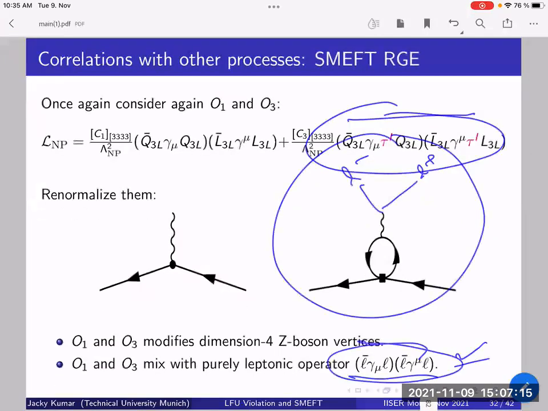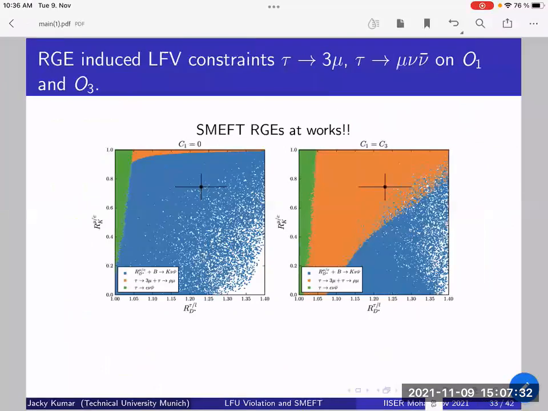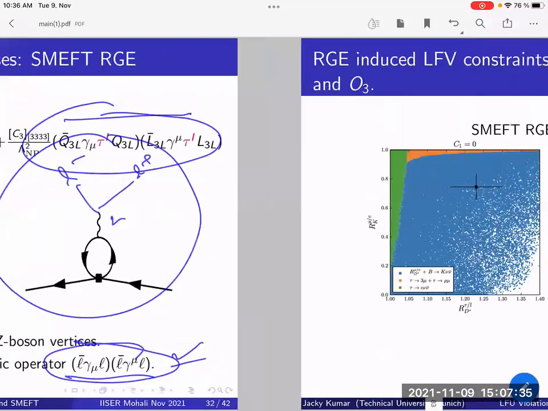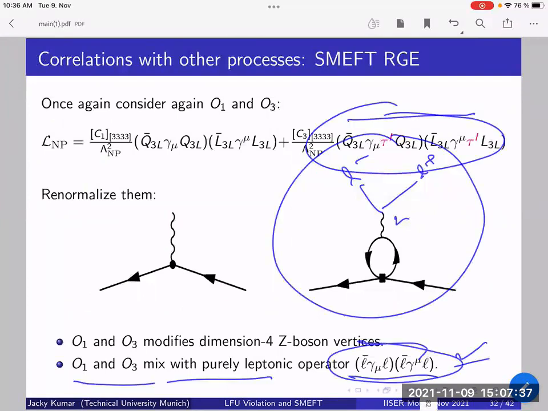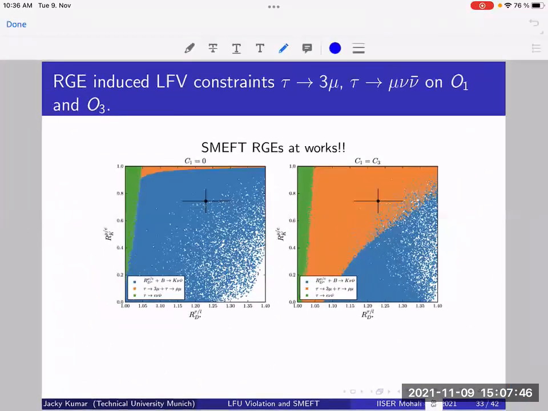So at one loop, two things happen. One, you have a correction to the Z boson vertex, as you can see here at one loop level. And also O1 and O3 mix with purely leptonic operators. That means if you have semi-leptonic decays like B to S l l or B to C tau nu, at one loop level these are correlated to purely leptonic modes, because at one loop level this leptonic operator is generated. So this gives rise to lepton-flavour violating decays at one loop level.